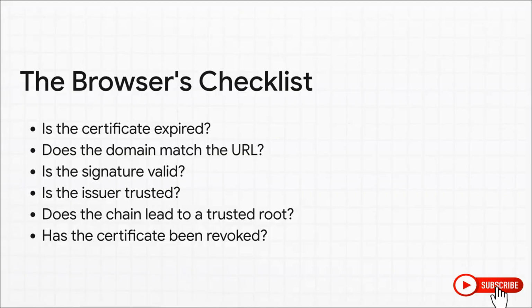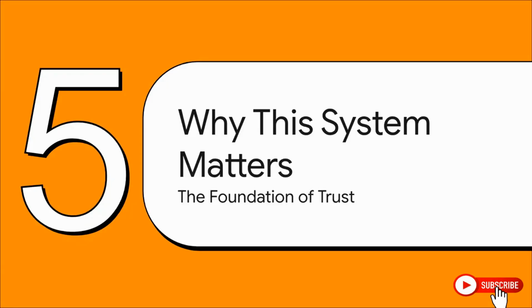Is this thing expired? Does the name on the certificate actually match the website I'm trying to go to? Can I mathematically verify the signature? Is the signature from a CA that I actually trust? Can I follow that chain all the way back to a trusted root? And hey, has anyone reported this certificate as stolen? If even one of those checks fails, bam, you get that big, scary security warning page. So you might be thinking, wow, that is an incredibly complex system for just a little padlock. And you're right, it is.